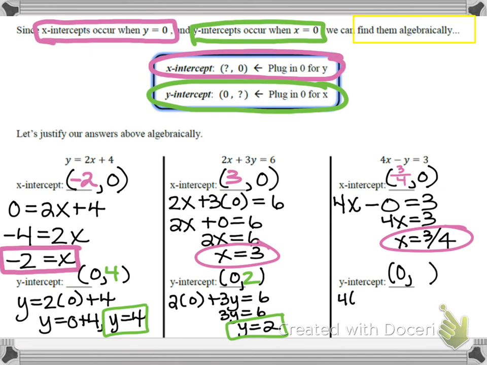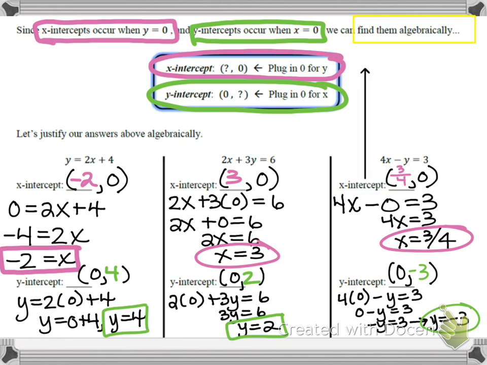Okay, let's just verify the Y-intercept. So I'm going to plug in 0 for x. So 4 times 0 minus y equals 3. That means 0 minus y equals 3. Now remember, that negative sign is attached to our y variable. This is like negative 1 times y equals 3. So we have to divide by negative 1, which means y equals negative 3. So my ordered pair is 0, negative 3.